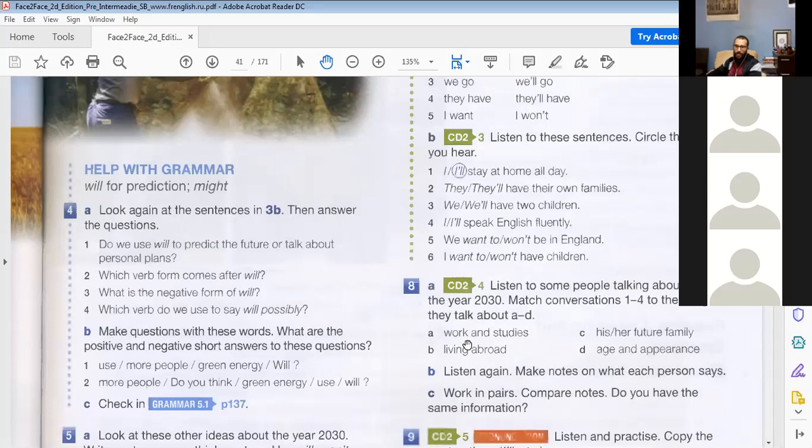A, this conversation talks about work and studies. B talks about living abroad. C talks about his and her future family. And D, it discusses age and appearance. So let's listen and let's find out. Let's match.